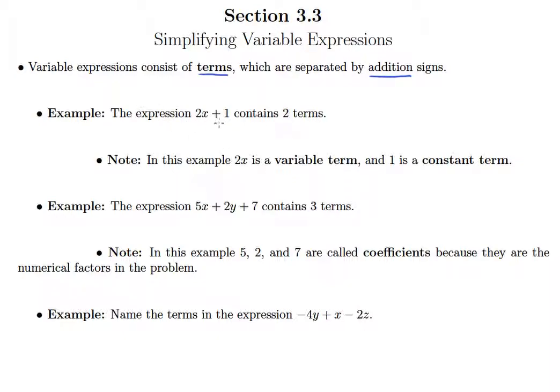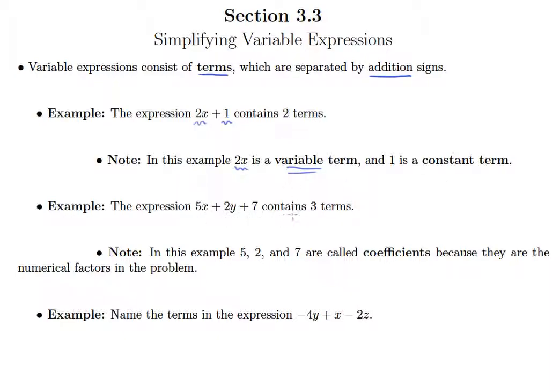So the expression 2x plus 1 contains two different terms, right? 2x and 1. And in this example, we call 2x a variable term. And that's, of course, because it has a variable in it. 1 is called a constant term because it does not contain a variable, so it just stays constant. We know exactly what that number is.